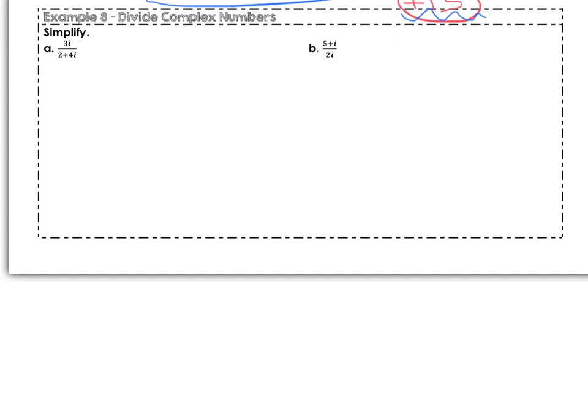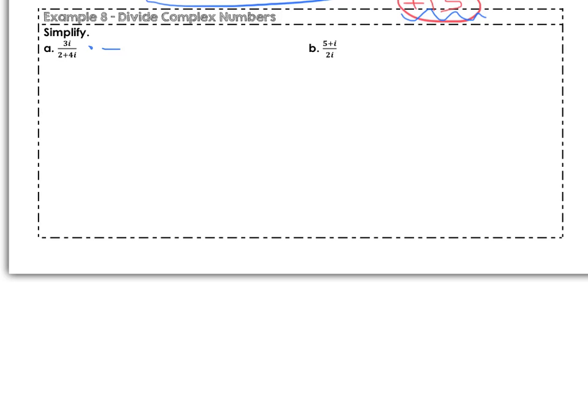Alright, the last operation to do with complex numbers is division. When we're simplifying our expressions, there's two scenarios. In A, we have a complex number on the bottom. Complex numbers are just like having radicals in the bottom. It's simply not allowed. So we can multiply it by something, and the thing we're allowed to multiply it by is 1. But that's not going to get rid of i on the bottom.